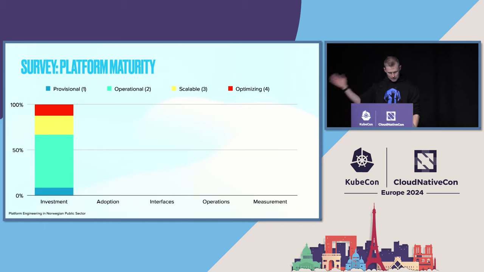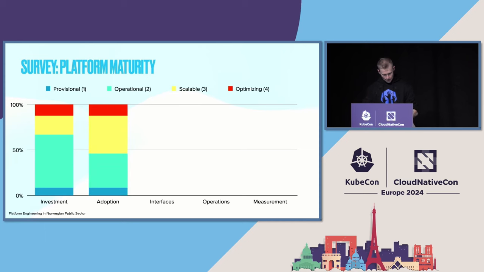And the optimizing is, yes, we not only have a product, but we have an enabled ecosystem where we have contributions back from the application teams. Again, adoption, we see that a little bit more mature here when it comes to, it's not only someone outside that's saying, oh, you need to run your applications on this platform.